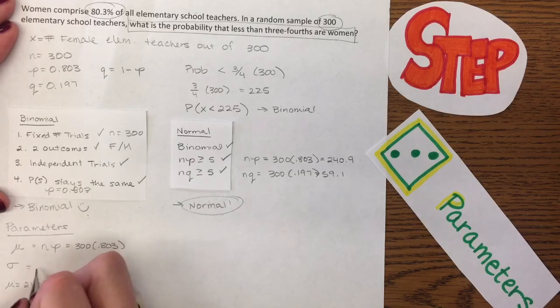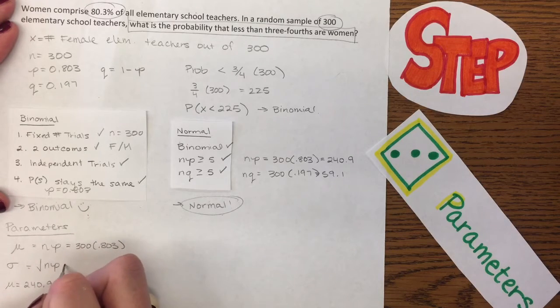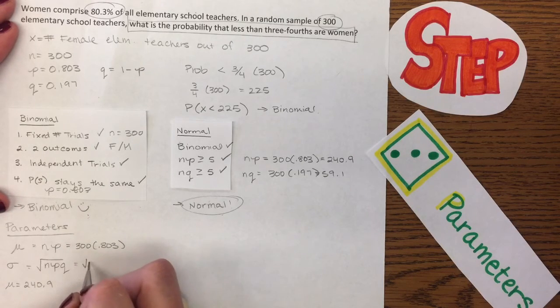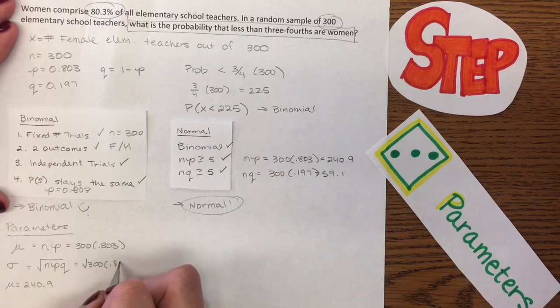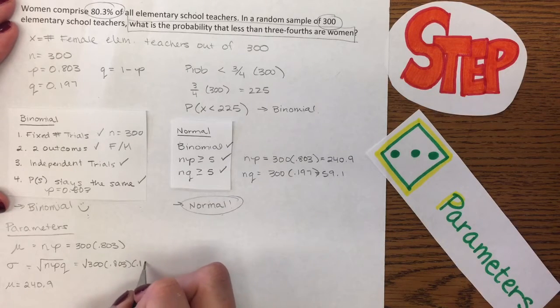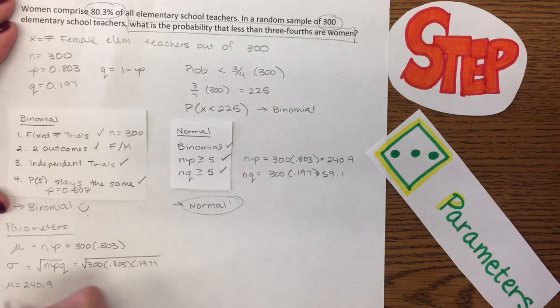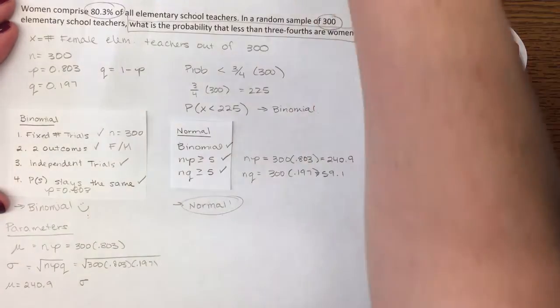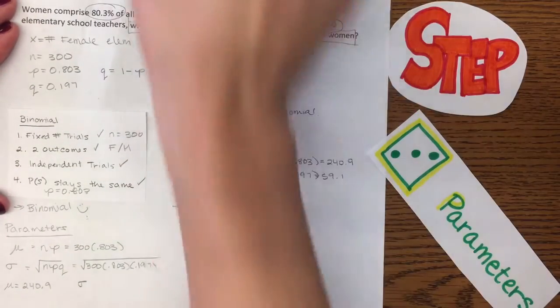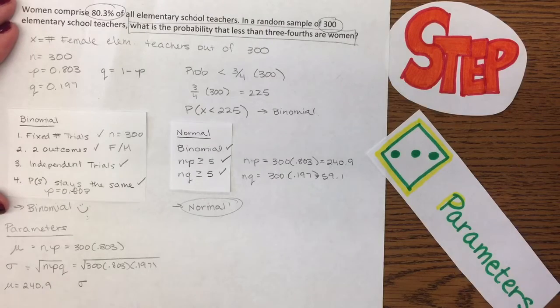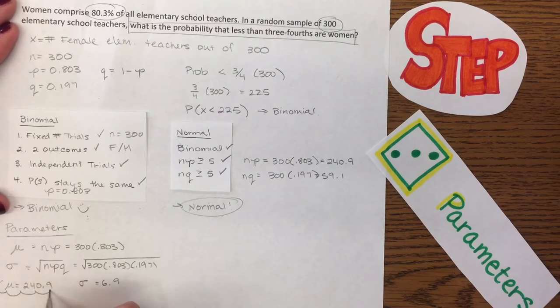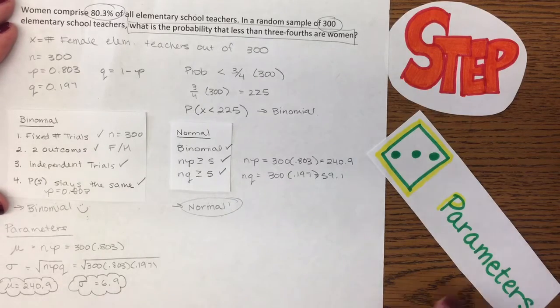Then our standard deviation is the square root of npq, or the square root of 300 times 0.803 times 0.197, which, if I do that math on my calculator, I get 6.9. I'm going to bubble these because this is important information. We're going to need to keep these in mind as we work through our problem.